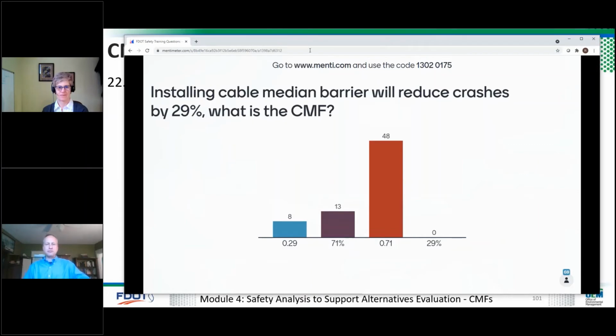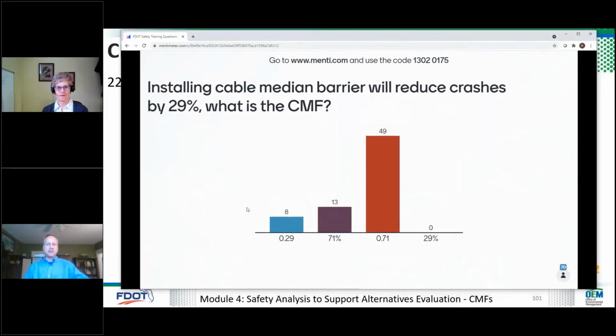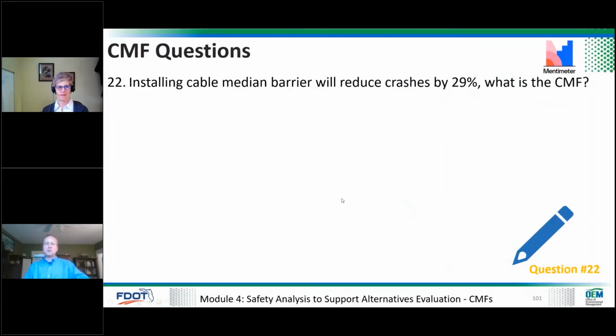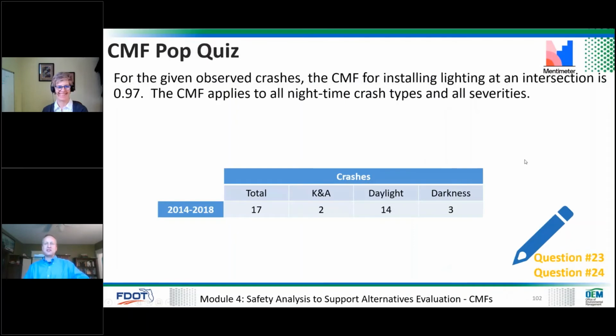All right, let's go on to the next question. Oh, and I got to give you more details. Sorry, this is the setup. So you've got the question, but you've also got the setup. For a given number of observed crashes, the CMF for installing lighting at an intersection is 0.97. The CMF applies to all nighttime crashes and all severities. So how many crashes may occur at the intersection after lighting is installed?